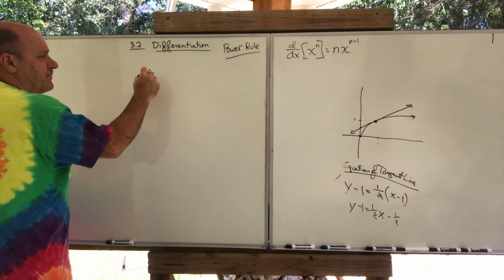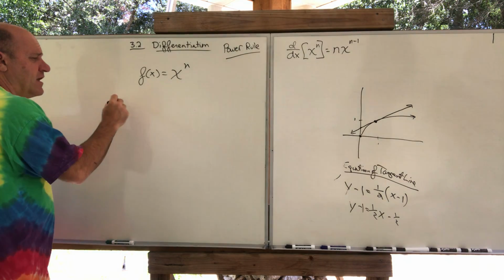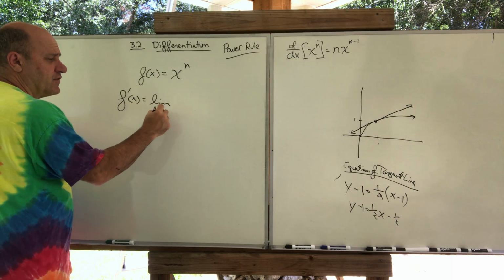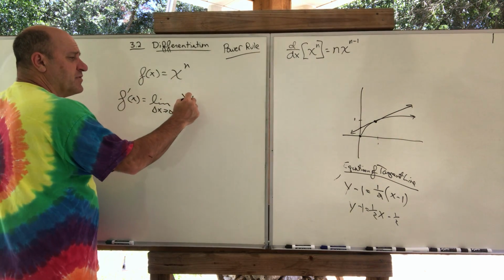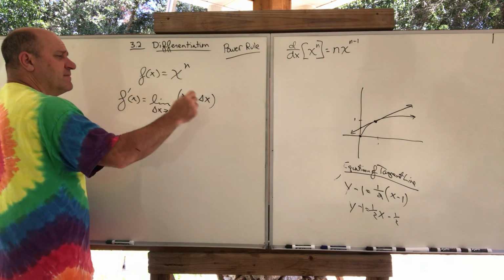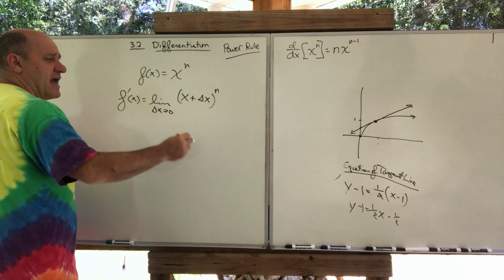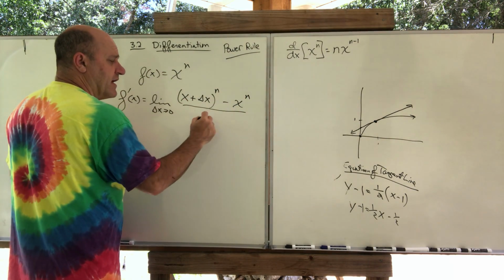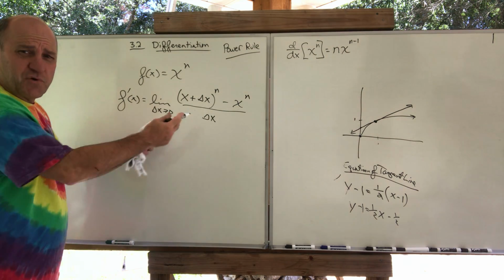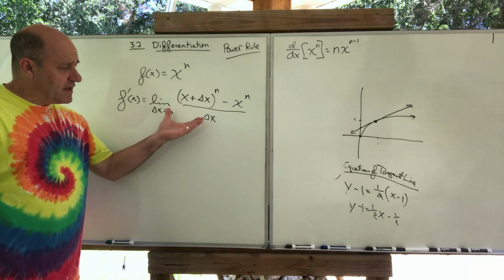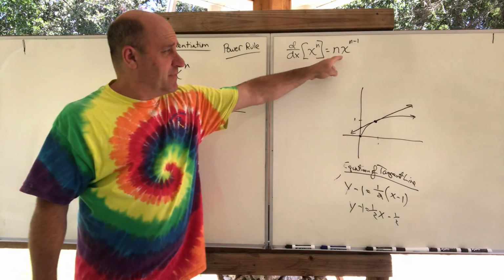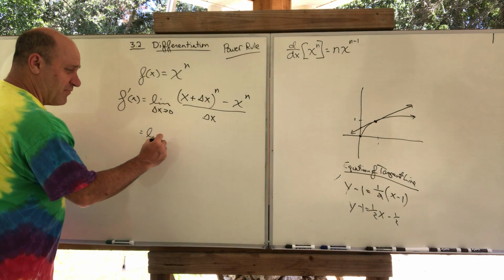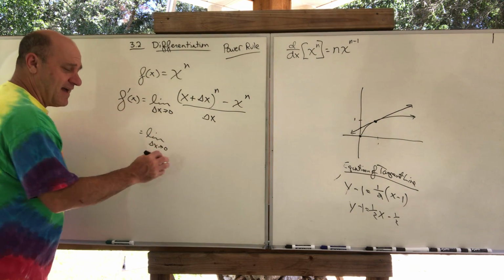If your function is x to the n, and you want to do a derivative, you should do the limit as delta x goes to 0 of x plus delta x plugged into the function, which would be x plus delta x to the n, minus x to the n, that's the function itself, all over delta x. That's the old limit definition of a derivative. And if I do this and work this out, this will be the answer, and that'll prove to you why this works.